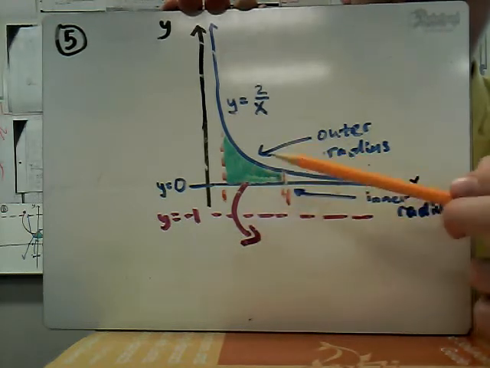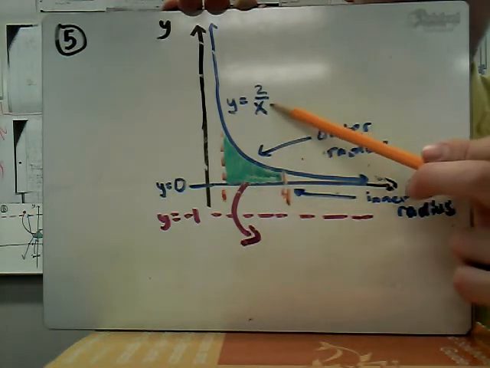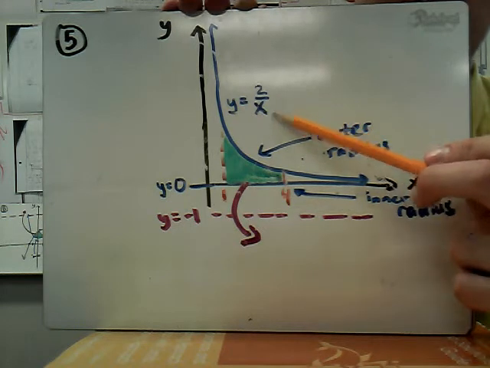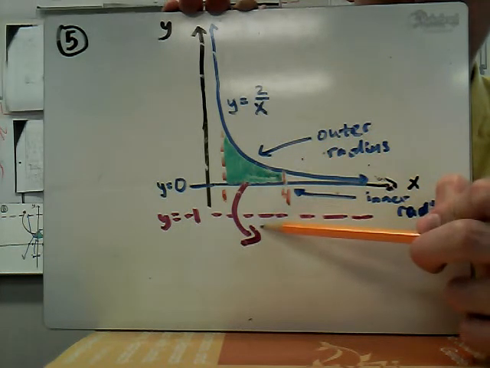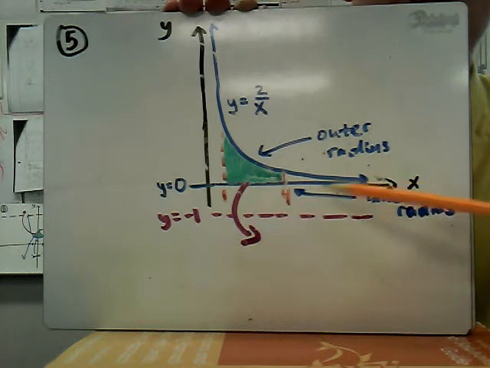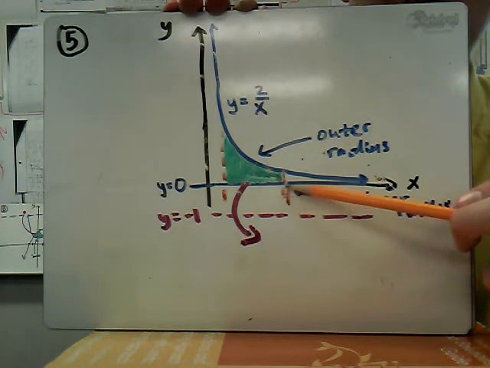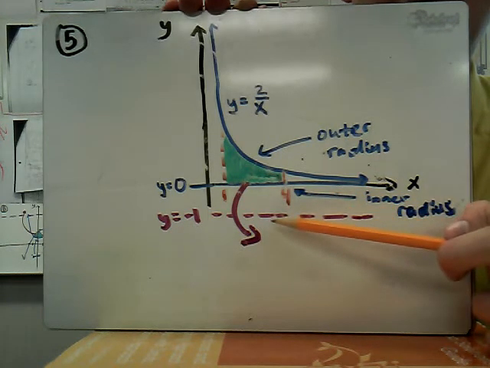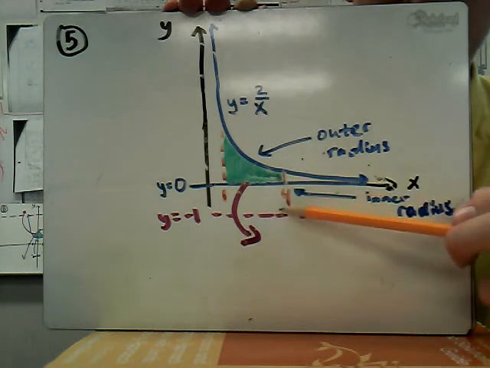In doing so, we create some sort of shape that looks like a lampshade. The outer function is y is equal to 2 over x because it's the function that's farthest away from the line that we're rotating around. The inner radius is what we'll call the function y is equal to 0 because it's the function that is closest to the line. When we rotate, we're going to create this lampshade kind of shape.